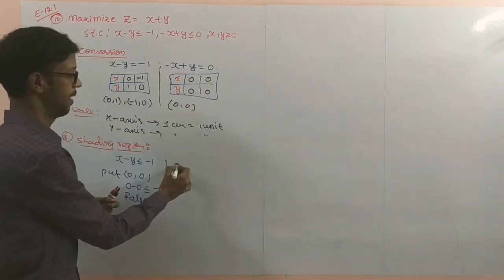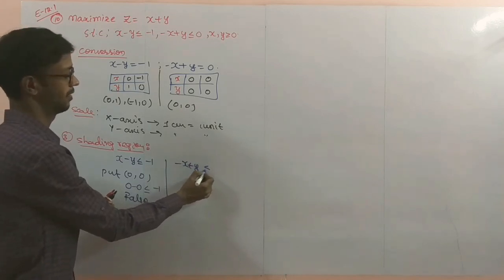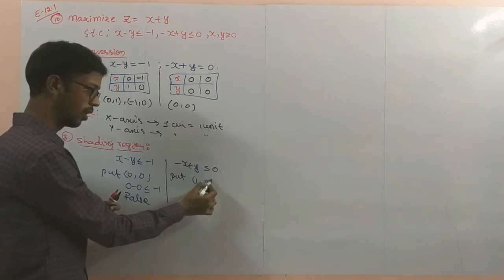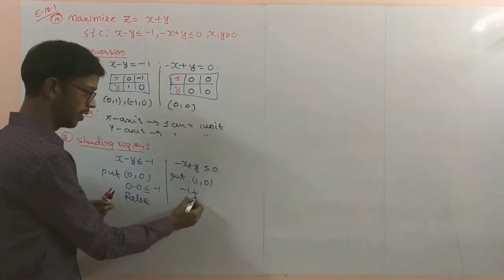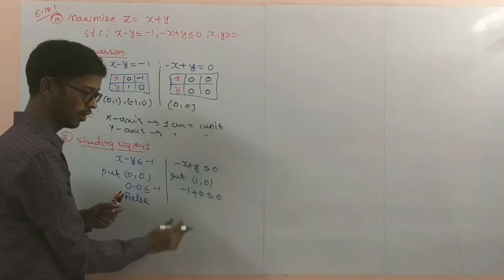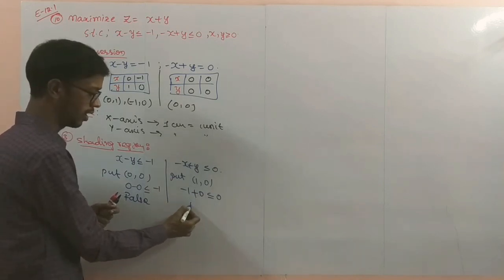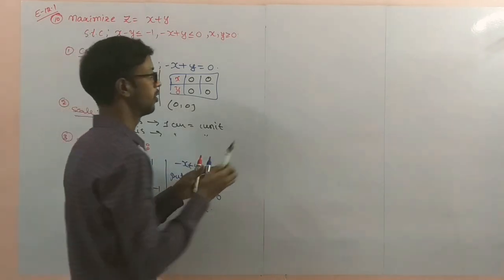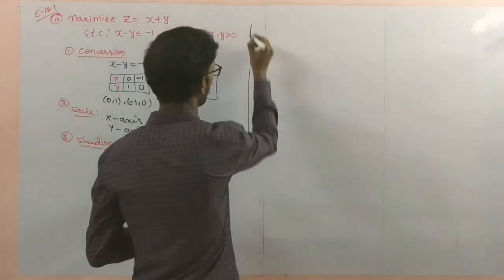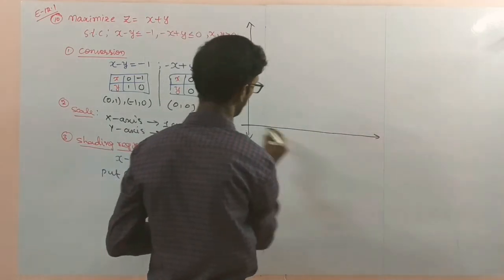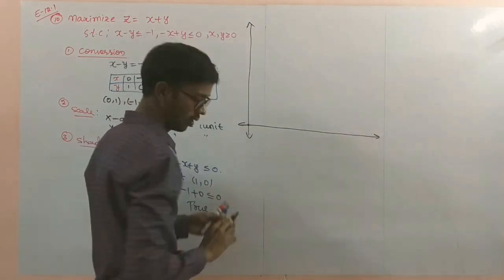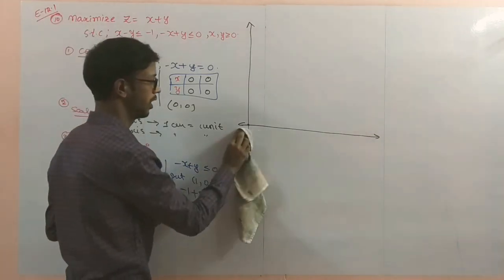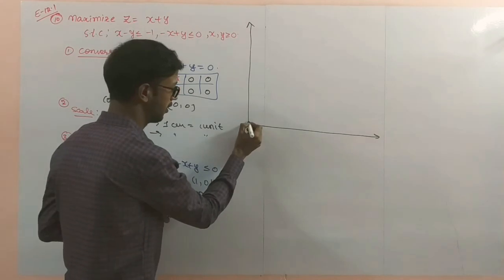Next one, minus x plus y is less than or equal to 0 is there. When 0 is there, put 1, 0. Minus 1 plus 0 is less than or equal to 0. Minus 1 is less than or equal to 0. The statement is true. So now you draw the graph here. You see minus 1 also there, so that's why you draw some graph extension here.